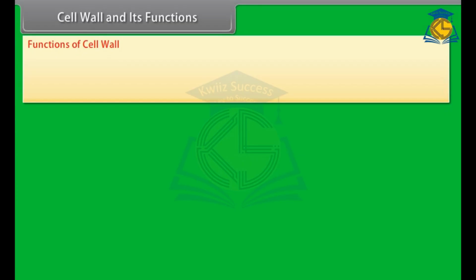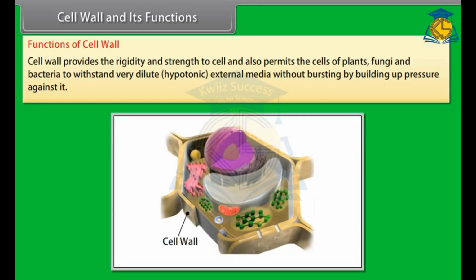Functions of cell wall. Cell wall provides the rigidity and strength to the cell and also permits the cells of plants, fungi and bacteria to withstand very dilute hypotonic external media without bursting by building up pressure against it.